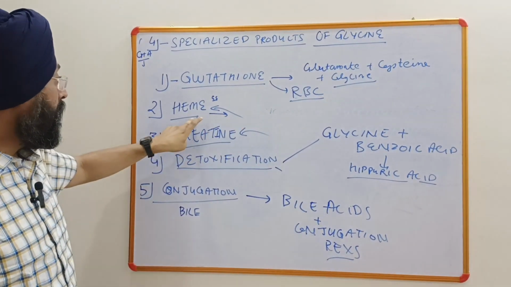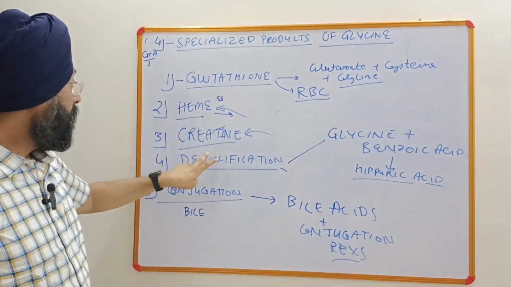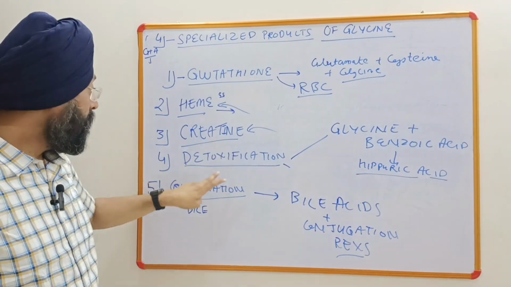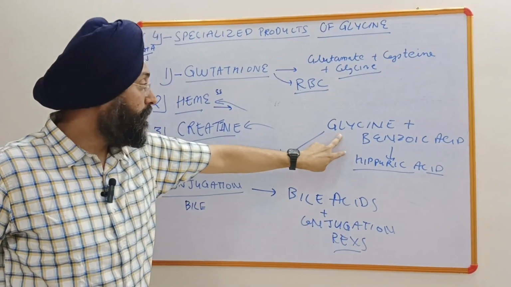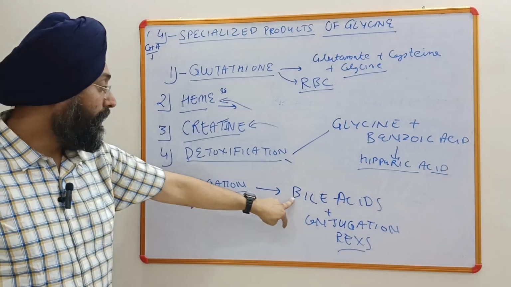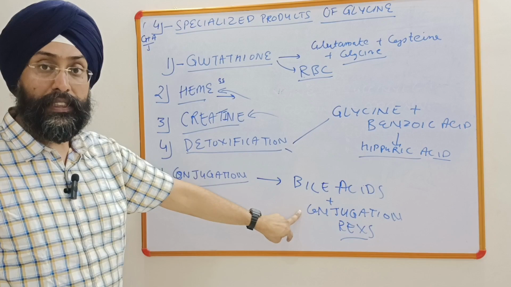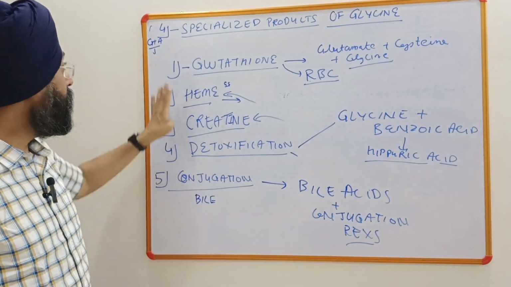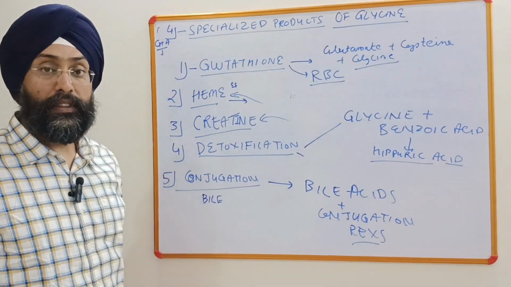The five major things are: glutathione, which helps maintain RBC membrane integrity; the synthesis of heme; the synthesis of creatine; detoxification reaction with benzoic acid to form hippuric acid; and conjugation, where bile acids will undergo a conjugation reaction with glycine. So these are the five major specialized products of glycine.